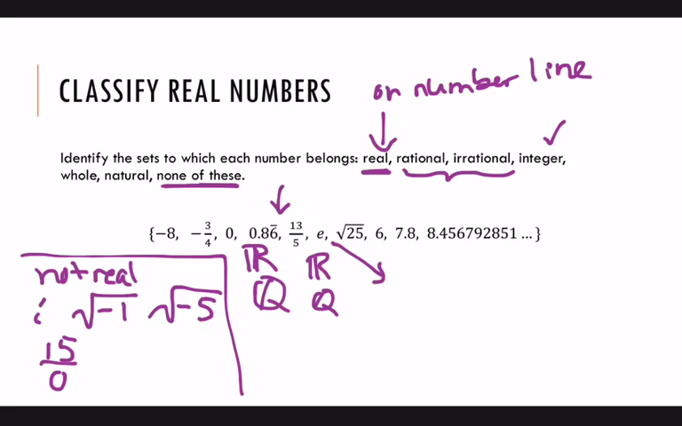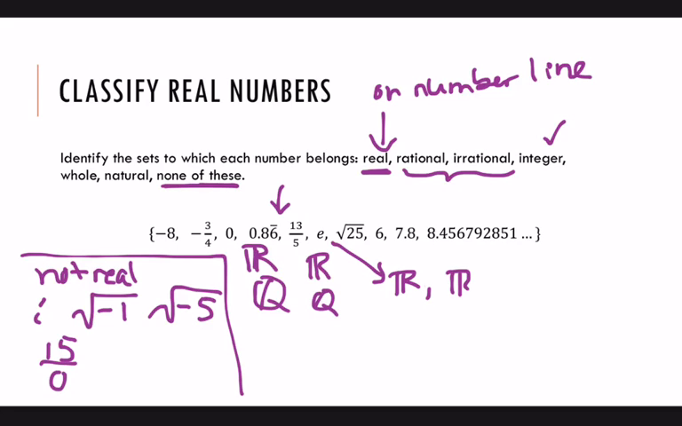Okay, E. This is a constant. If you type this in on a calculator and find the decimal approximation, it's 2.7 something, and this continues on. If you look at the digits displayed on a calculator, you'll see there's no pattern to these digits. So it does continue forever, but it does not repeat. So this is an irrational number. Okay, so E is real, and it's irrational.